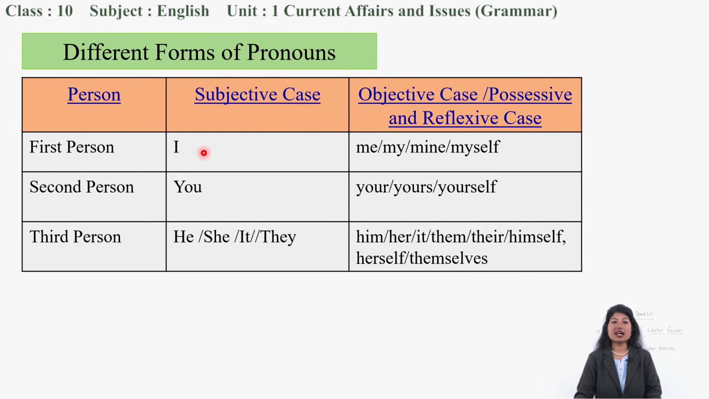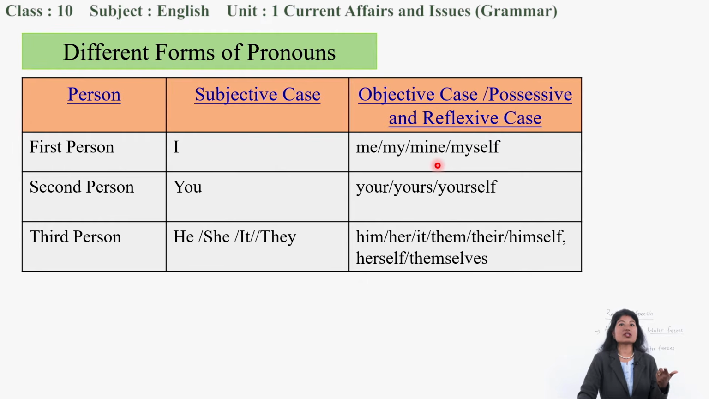I is first person, and you is second person, and the remaining he, she, they are third person. We call it third person, and they are changed according to the subject of the reporting verb, right? So according to suitability, we change pronouns, like I might change into me, my, mine, myself.